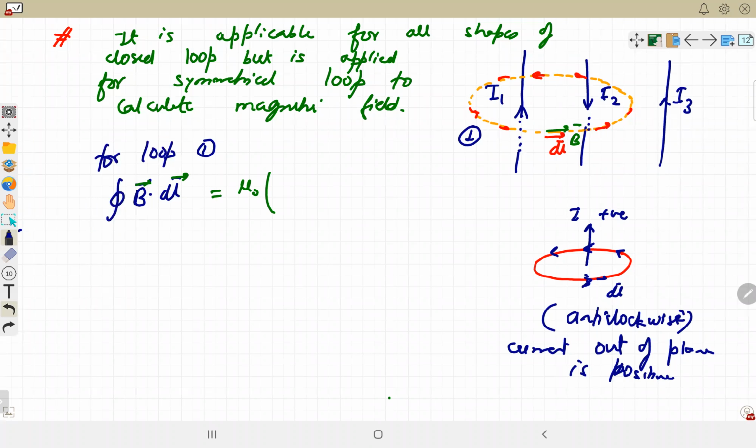So in anti-clockwise integration, the current coming outwards we take positive, and the current going inwards we take negative. I3 is not in the loop, so we'll not include that current in this Ampere's law. Integration of b dot dl is mu naught times I1 minus I2. Right?